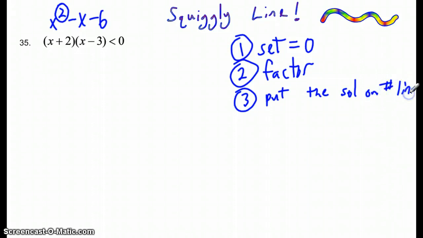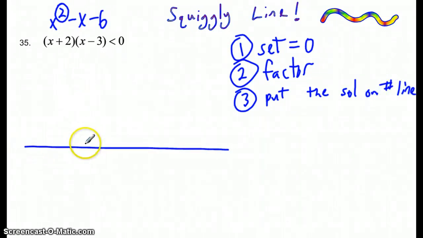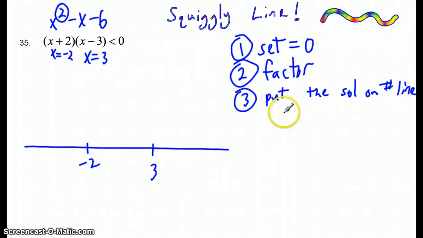And when I say number line, it really is not going to have a lot of numbers on it. You just draw a line, you say, okay, at -2 and at +3, I have some solutions. That's because each factor, if you set it equal to 0, that causes x equals -2, and x equals 3 is a +3.